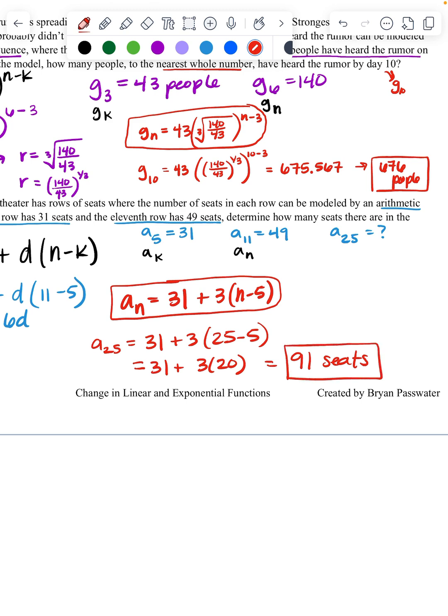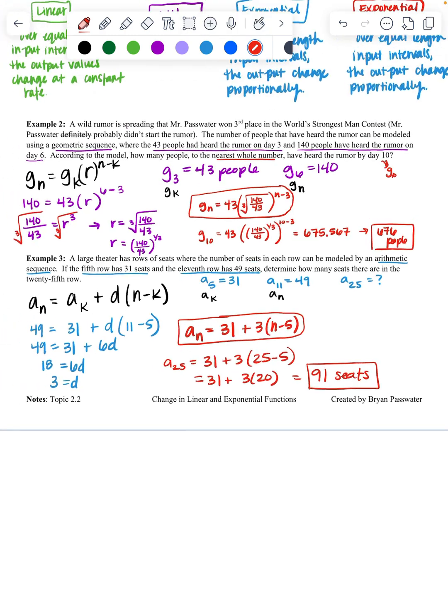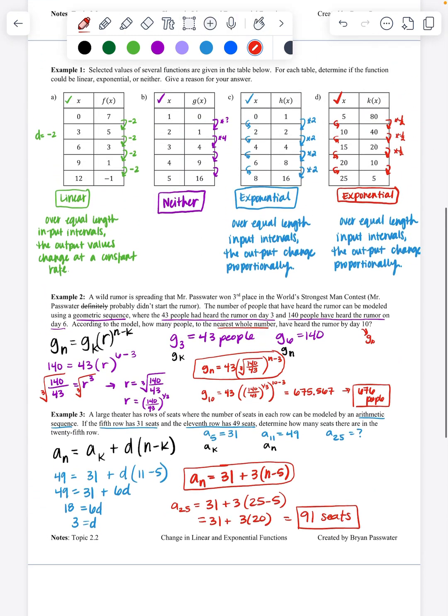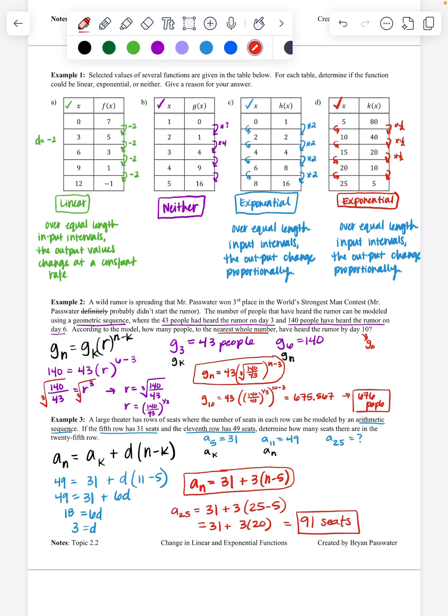That is it for topic 2.2, just a little bit more application and use. Or really, I hope this lesson is serving as a summary and connection creator for what we've talked about so far with rates of change and using our geometric and arithmetic formulas. Thanks for watching.